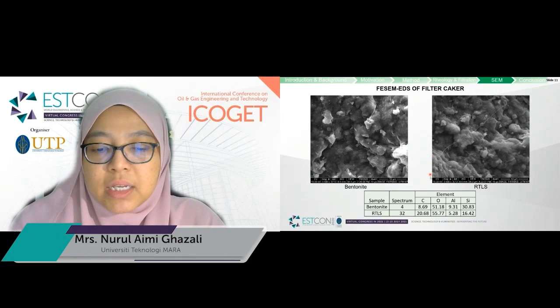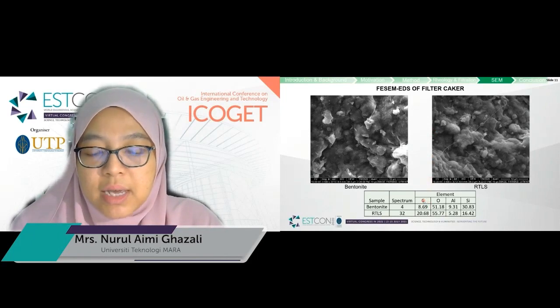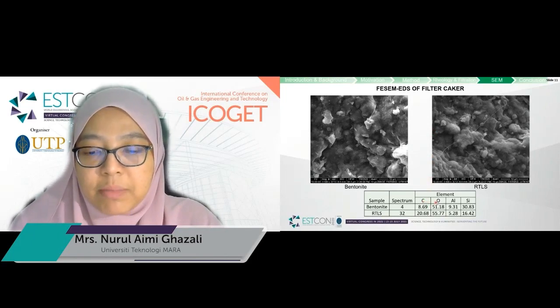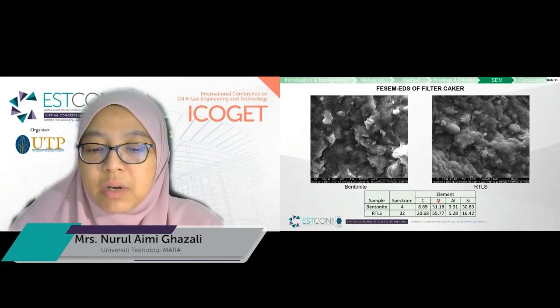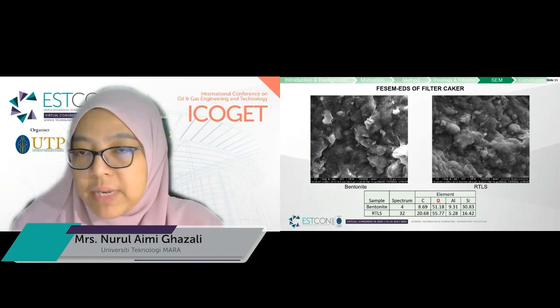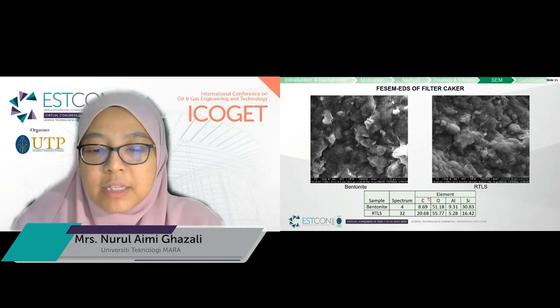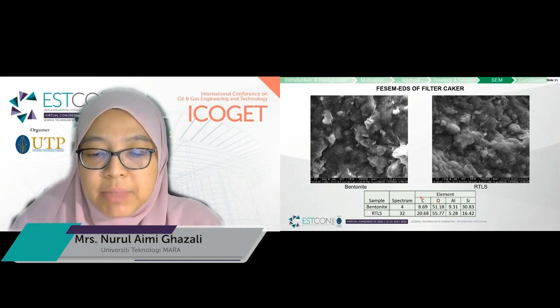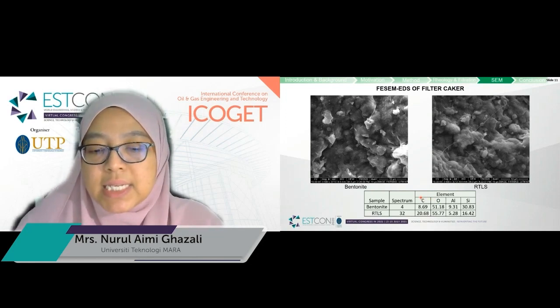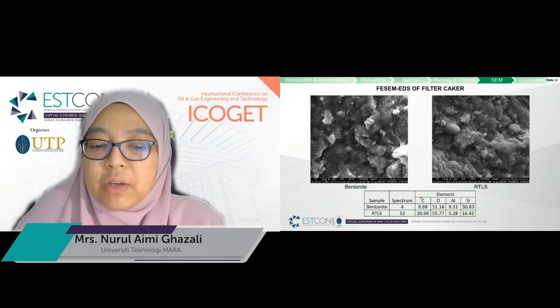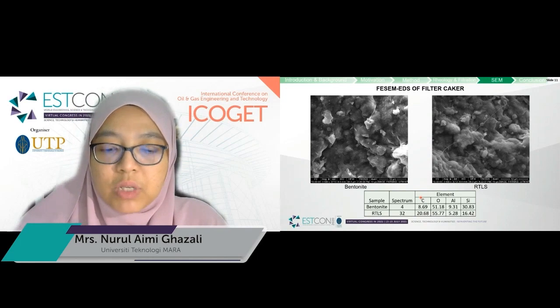The EDS counted the aluminum and silicon because bentonite is a natural smectite clay that is formed from the octahedral layer of these two elements. The increase in the percentage of element C appears because RTLS is associated with the bentonite structure. This suggested that RTLS plays an important role in improving the rheology and reducing the fluid loss.